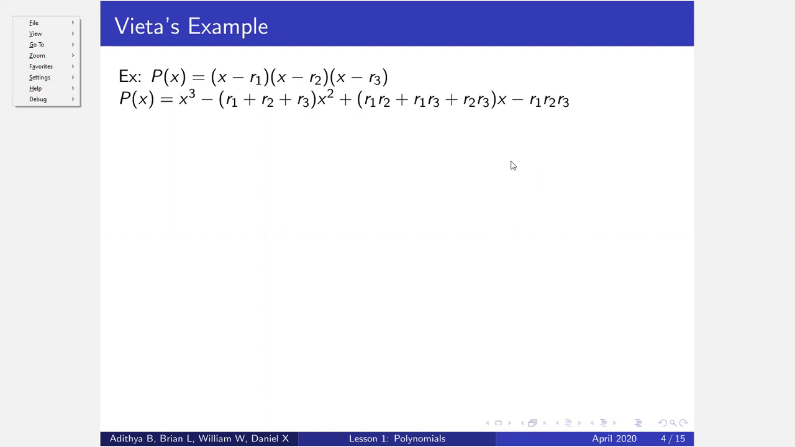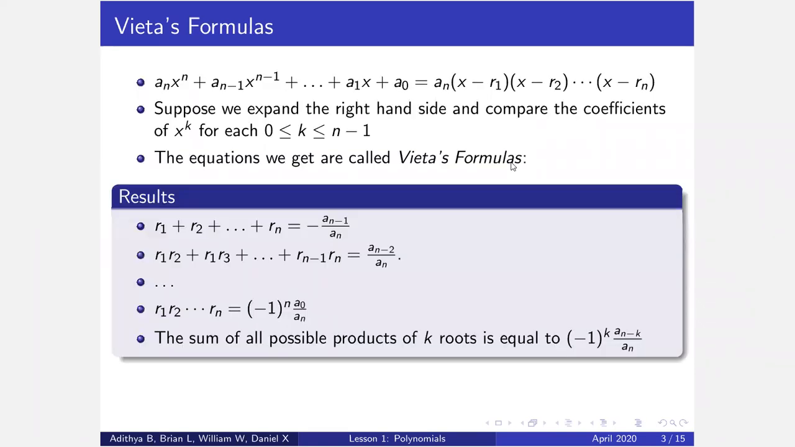The coefficient of x is positive the sum of all possible two-products of the roots, and the coefficient of x to the naught is negative the product of the roots. So if we want to extend this in general, we have Vieta's formula. I let an equal 1 in the previous example, but when an is not 1, we just divide everything by an.